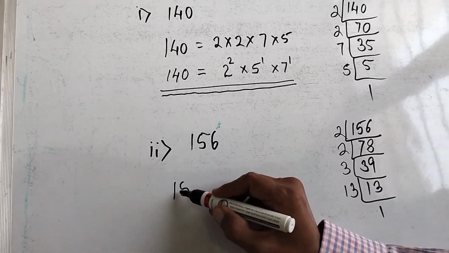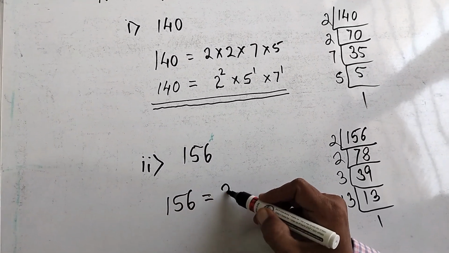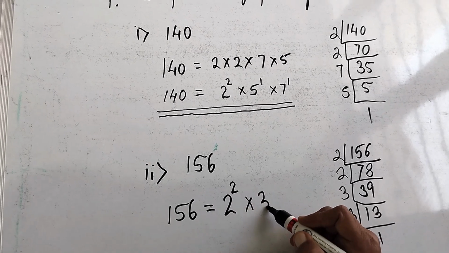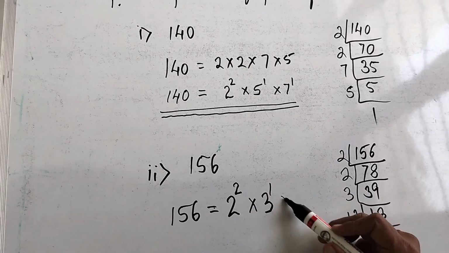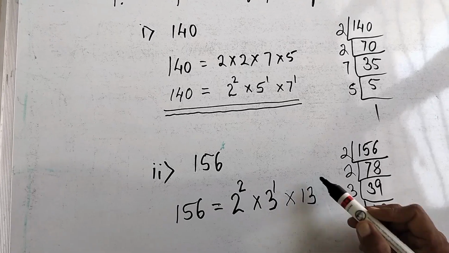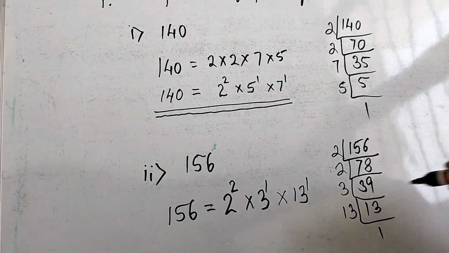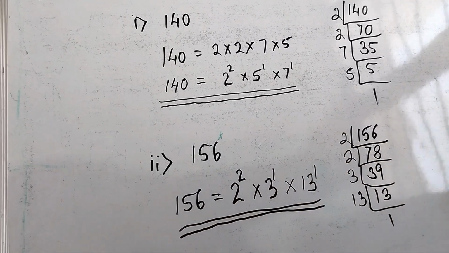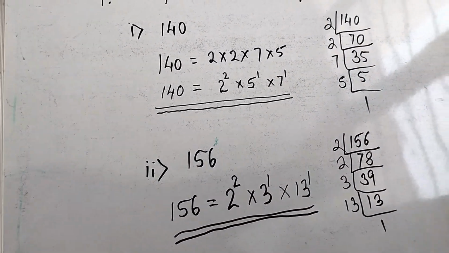So while writing the answer, we can write: 2 is how many times? 2 times, that is 2 raised to 2. 3 is how many times? 1 time, that is 3 raised to 1. And 13 is how many times? 1 time, which is 13 raised to 1. I hope you have understood this type of factorization, and we will continue with this same.